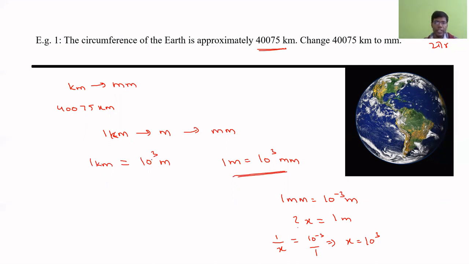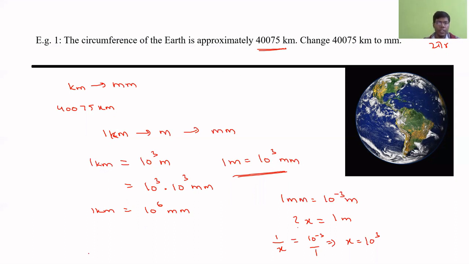So 1 kilometer has 10 power 3 meters, and 1 meter has 10 power 3 millimeters. So if I have to convert this into millimeters, this will be 10 power 3 multiplied with 10 power 3 millimeters. That basically means 1 kilometer has 10 power 6 millimeters. Simple. So we have converted 1 kilometer into millimeters.